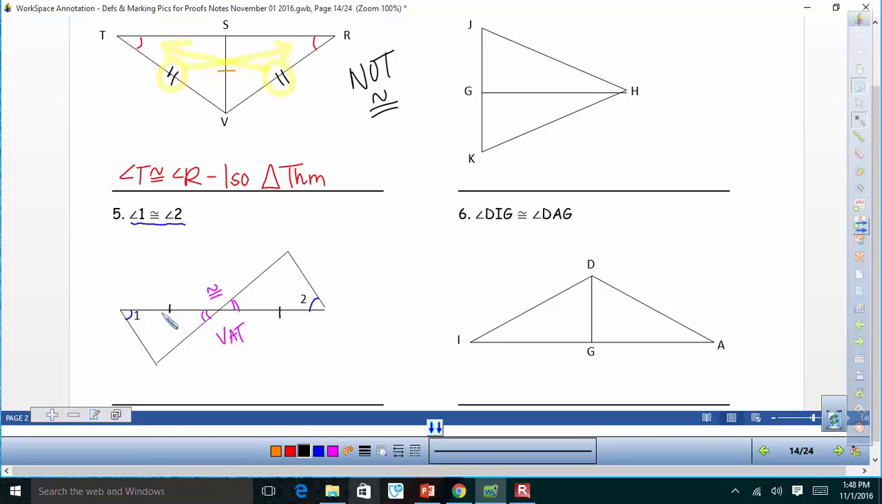So I have an angle, a side, and an angle in this triangle. I have that same angle, side, angle in this triangle. So what theorem could we use to prove this? Angle, side, angle. Okay? Questions?